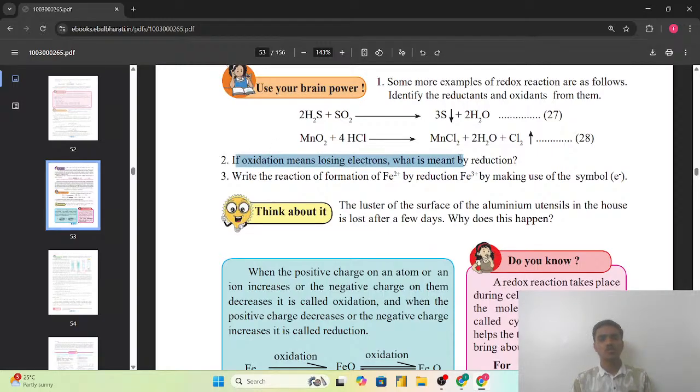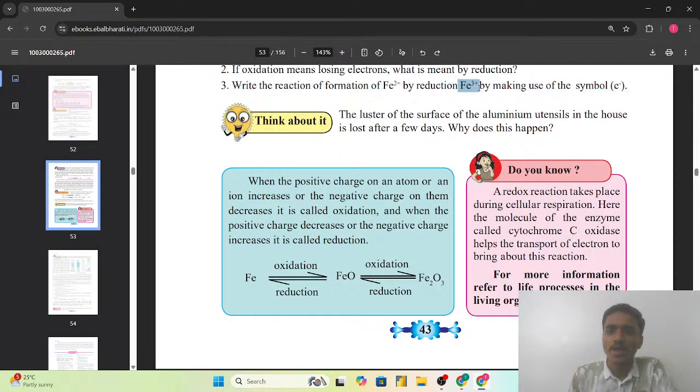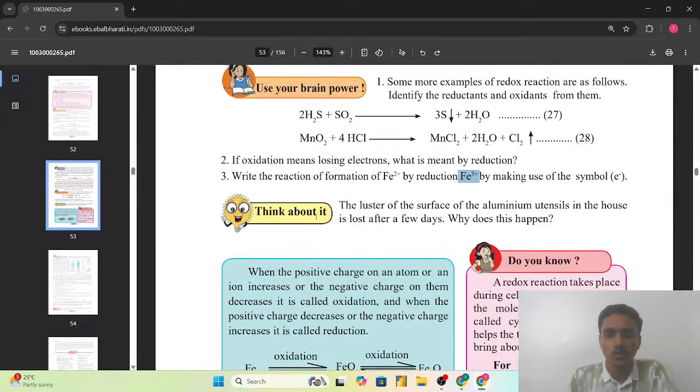If oxidation means losing electron, what is meant by the reduction? साधारण सी बात है, ऑक्सीडेशन मतलब लूजिंग इलेक्ट्रॉन, रिडक्शन मतलब गेनिंग ऑफ इलेक्ट्रॉन. Then write the reaction of the formation of Fe2+ by reduction of Fe3+ by making use of the symbol electron minus. मतलब साधारण सी बात है, यहाँ पर अगर आयन ने इलेक्ट्रॉन दे दिया, तो साधारण सी बात है that it will be leading to the Fe2+ charge. तो that reaction also we are going to see.